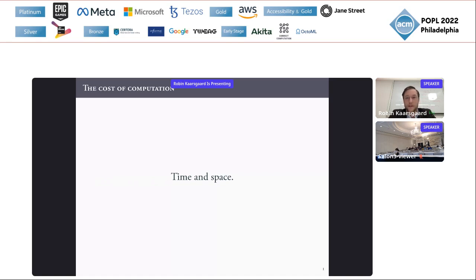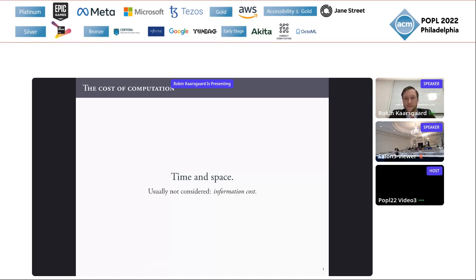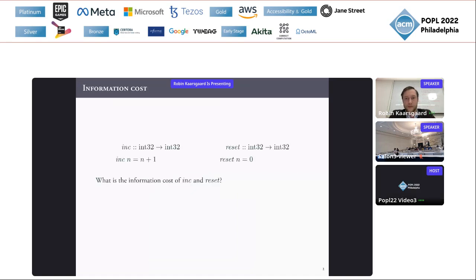And the way that we typically analyze the cost of computation is in terms of time and space, like how long does it take to run this algorithm, and how hungry is it for memory, and so on, right? But of course, these are not the only costs involved in doing computation, and one of the costs that is often left out is information cost. But what does that even mean? Well, let me illustrate with some examples.